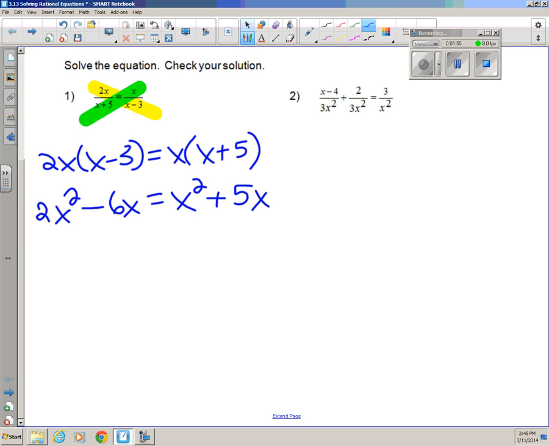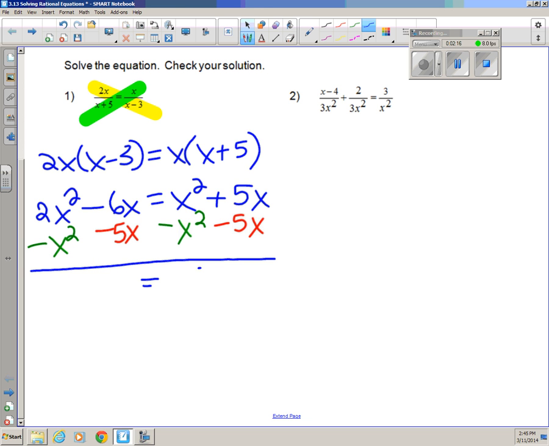I've got a quadratic, I've got the x squared, which means I need to set the equation equal to 0. I'm going to bring this x squared to the left, and at the same time, make sure you can follow this, I'm going to bring this 5x to the left-hand side also. By doing all of that, my right-hand side, x squared minus x squared and 5x minus 5x, there's my 0. When I combine like terms on the left, 2x squared minus 1x squared is x squared. -6x minus 5x is -11x.